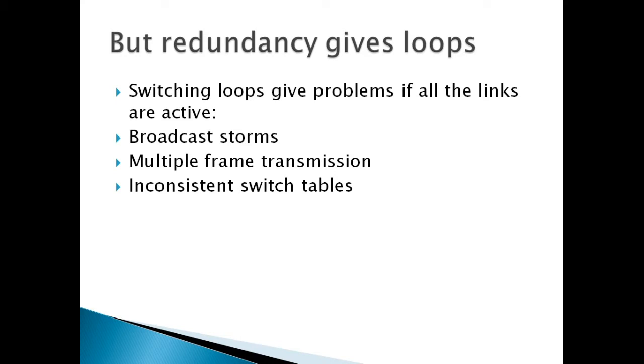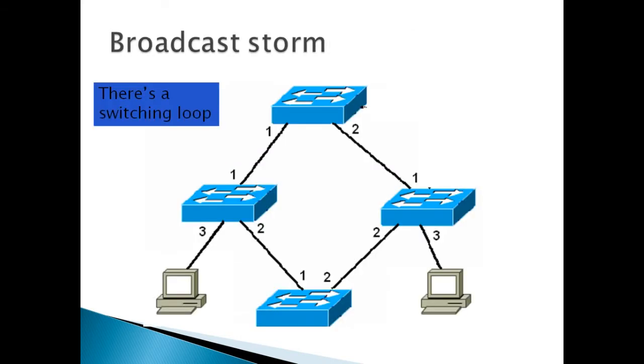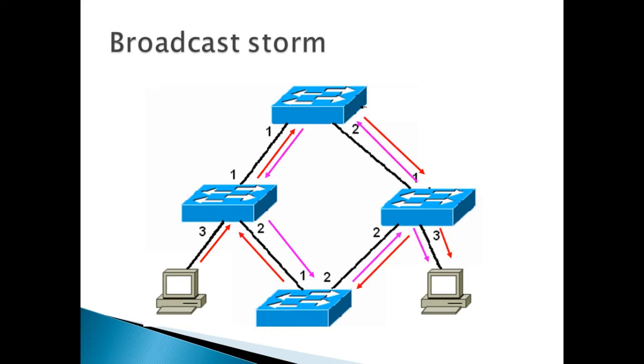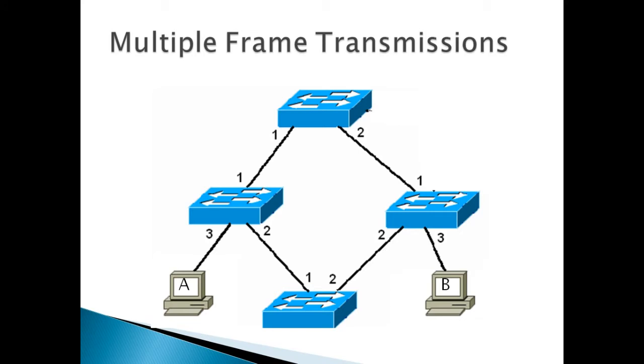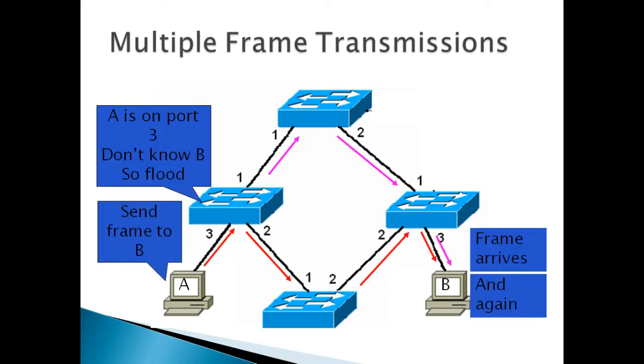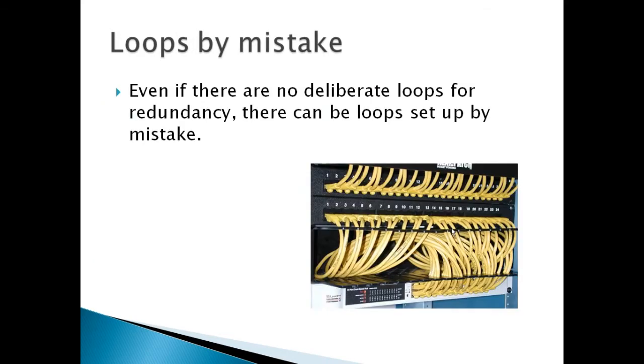inconsistent switch tables. Broadcast storm: as you can see, a broadcast storm in the below topology. Multiple frame transmissions: you can see multiple frame transmissions in the below topology. Loops by mistake: even if there are no deliberate loops for redundancy, there can be loops set up by mistake.